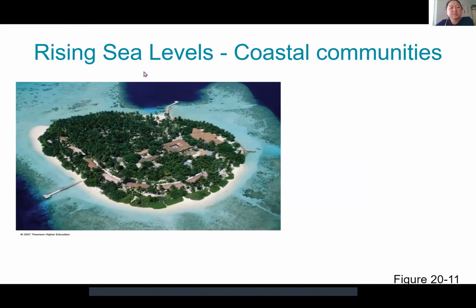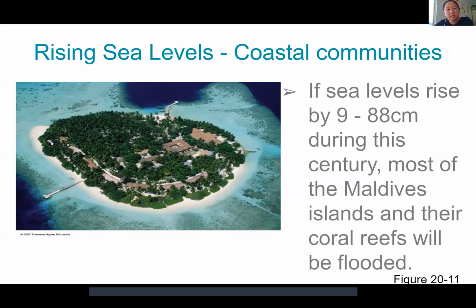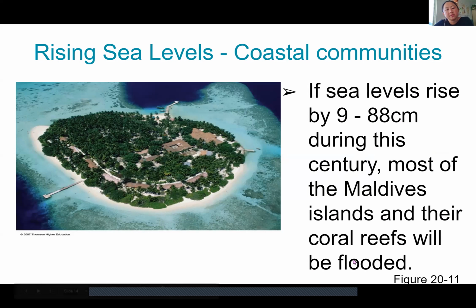So there are a lot of ramifications for rising sea levels, as ice melts and it raises the water levels because you're adding more water in. Coastal communities: this is a picture of the Maldives, and you can see how much of it is underwater. If sea levels rise by 9 to 88 centimeters during this century, most of the Maldives islands and their coral reefs will be flooded.